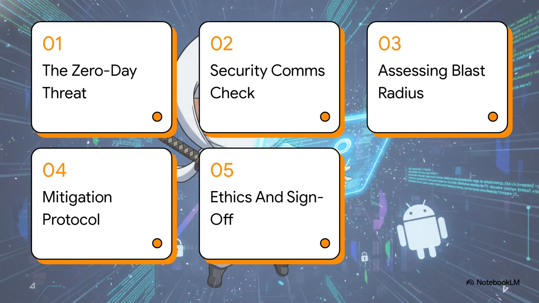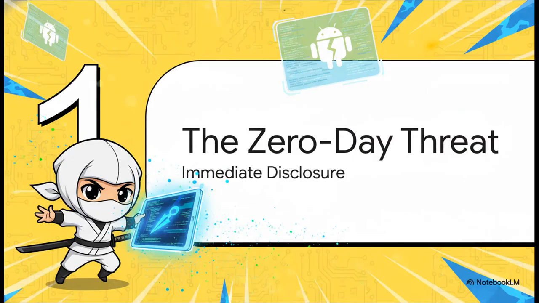Here is our tactical briefing protocol for today's explainer. First, the zero-day threat. Then, a security comms check, assessing the blast radius, the mitigation protocol, and finally, ethics and sign-off. Section 1. The zero-day threat.